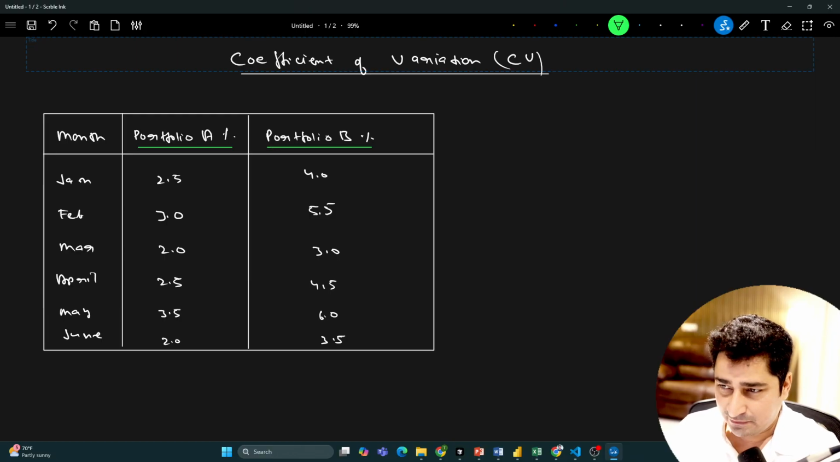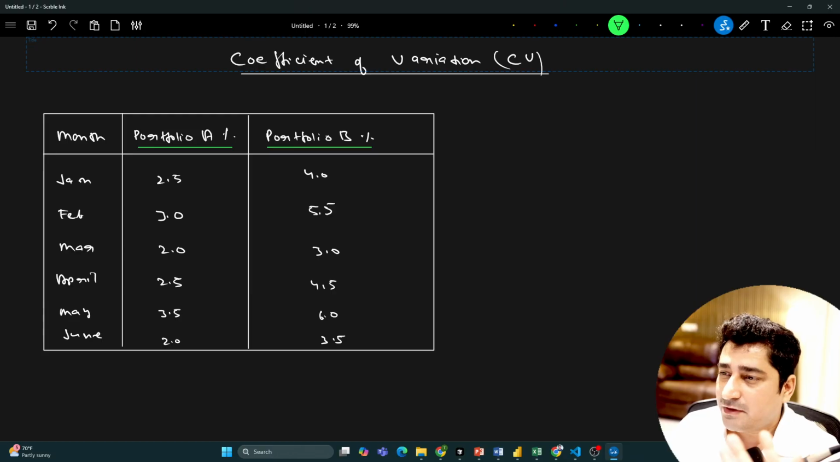Now I have to decide whether I should do an investment in portfolio A or in portfolio B. Just by looking at this return, maybe you will think that portfolio B is having a higher number, even on a month-on-month basis. So portfolio B is having a higher return rate, giving me more return as compared to portfolio A.